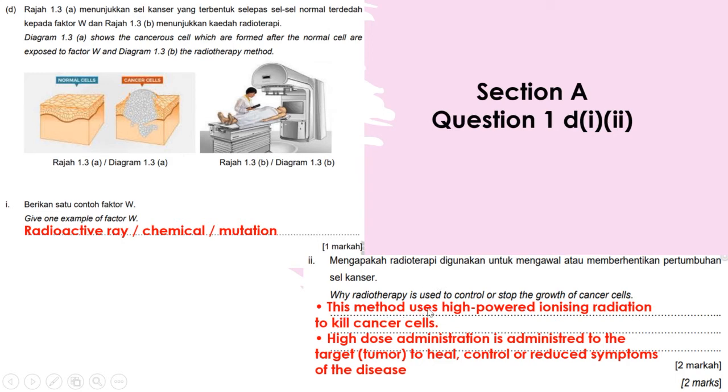Okay, so this method uses high power ionizing radiation, or you can just write that it uses radiation to kill the cancer cells. A high dose is administered to the target, the tumor, to heal, control, or reduce symptoms of the disease. So that is the explanation of the radiotherapy method.